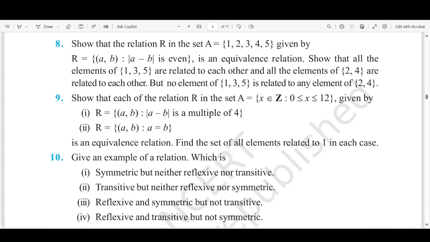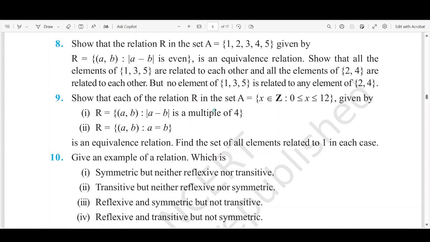Problem number 9. Show that each of the relations R in the set A equal to the set of all x belongs to the set of integers such that x lies between 0 and 12, given by, they have given two relations. R equal to the set of all ordered pairs (a, b) such that the absolute value of the difference a minus b is a multiple of 4, and the second one is R equal to the set of all ordered pairs (a, b) such that a equal to b, is an equivalence relation. Find the set of all elements related to 1 in each case.